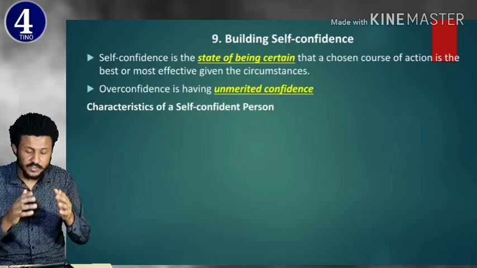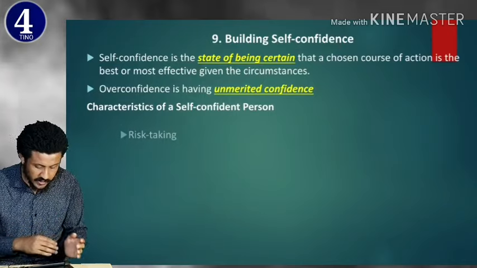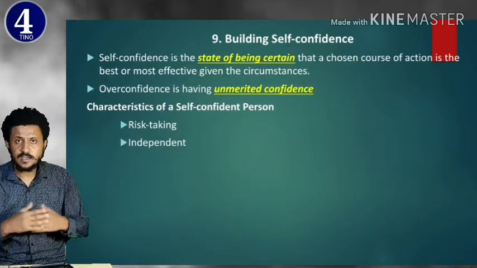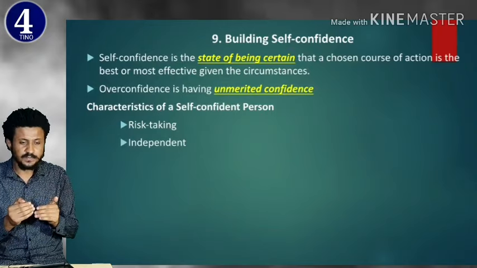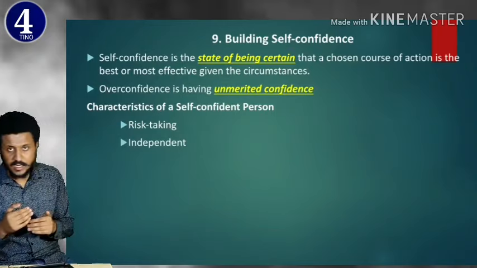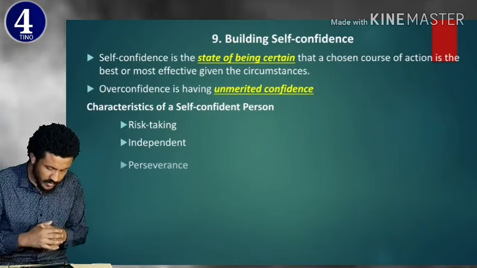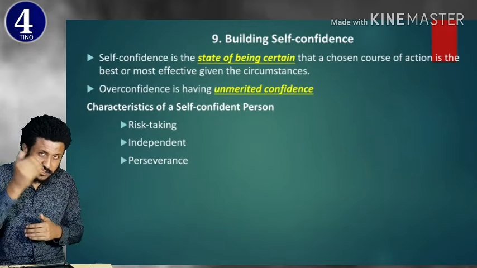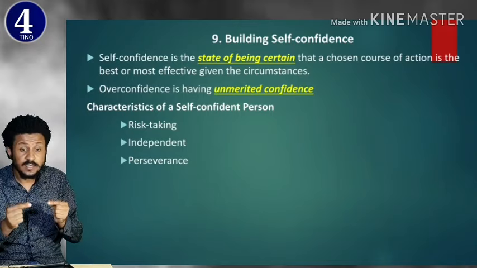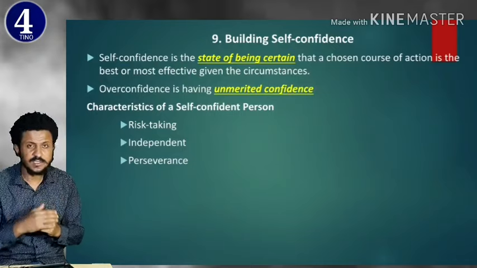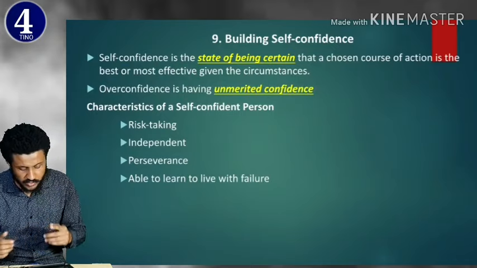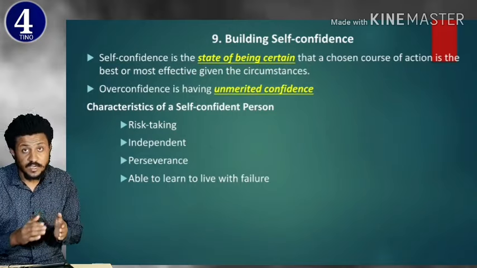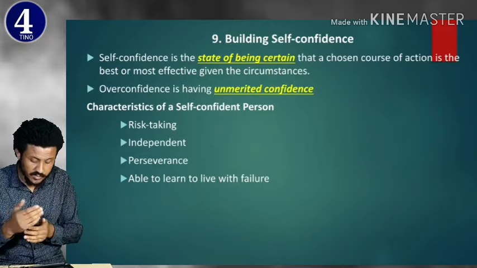ምን ምንን ያሳያል? In terms of business በቢዝነስ አለም ውስጥ አንደኛ risk taker ነው. Second, independent while making decision, independent economically ብቻ በሌላው ሰው ጫና የለበትም ማይመረም ማለት ነው. Perseverance ቀደም እንዳየነው, whatever the problem they encounter they keep working in order to achieve the goal ማለት ነው. And able to learn to live with failure. Failure ያደርጉም ተስፋ አይቆርጡም ችግራቸውን አስተካክለው ወደ መኖር ይሄዳሉ ማለት ነው.